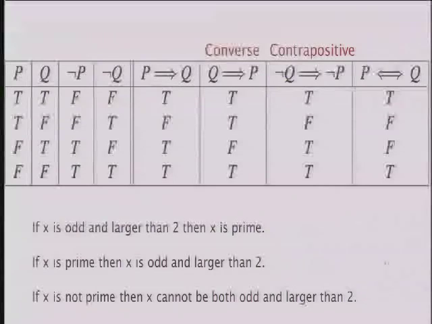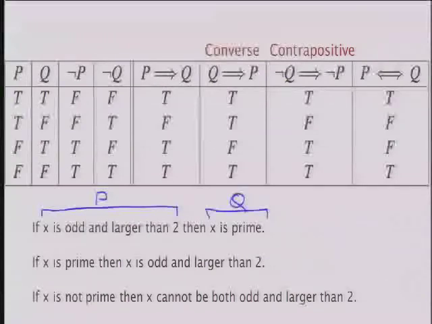Okay, so the converse, if you have a statement P implies Q, then its converse is Q implies P. It's not equivalent to P implies Q. They are not the same thing. P implies Q is very different from Q implies P. So for example, this could be your statement. If X is odd and larger than 2, then X is prime. So what's P? That's P, if X is odd and larger than 2. This is Q. Then X is prime.